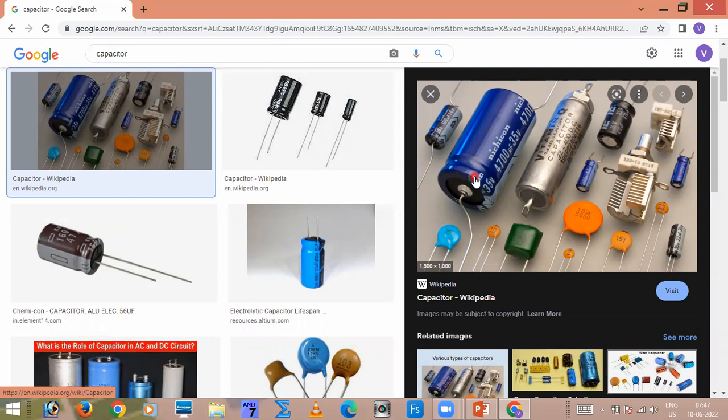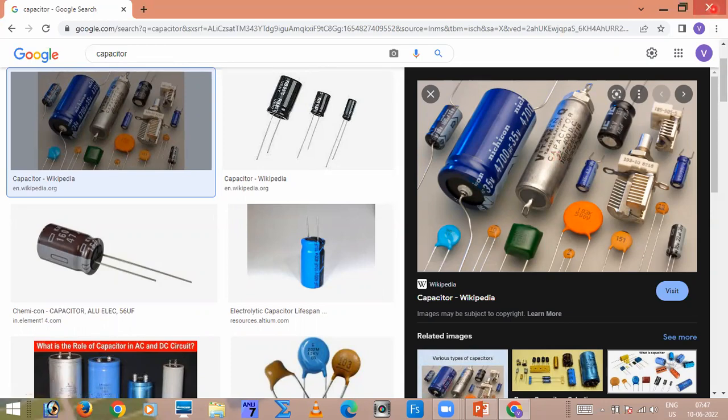If you see a fan, one cylindrical body is there. That is called a condenser, nothing but a capacitor. What is the purpose of the capacitor? It stores the charge in it and supplies it to the device. That is the purpose of the capacitor.